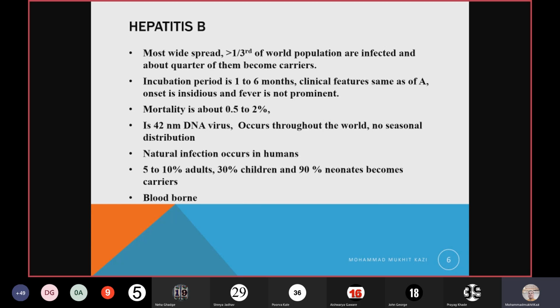And this is the only virus which can be prevented by taking vaccination. So please take your vaccine doses, 3 doses, if you haven't taken.